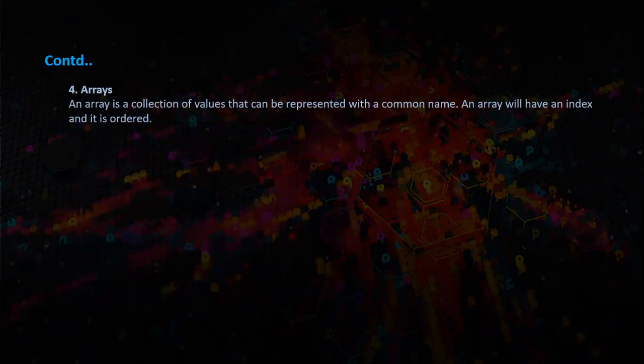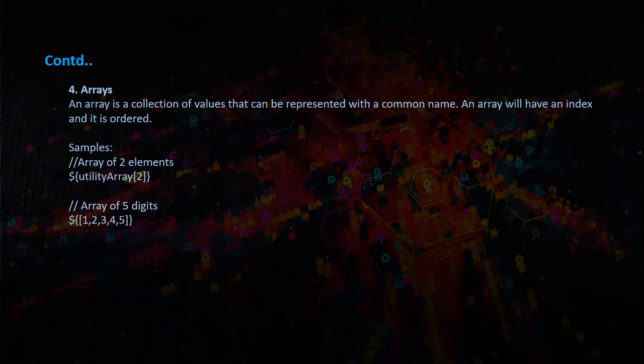Arrays. An array is a collection of values that can be represented with a common name. An array will have an index and it is ordered. A sample array of two elements can be represented as utility array within brackets 2. For an array of five digits, we can mention the 5 digits directly within brackets. To print an array by names separated by colon: utility array dot names at join is equal to colon.